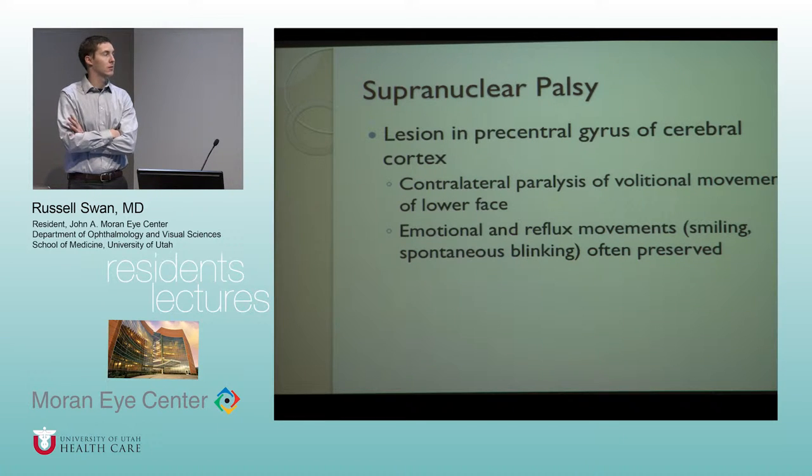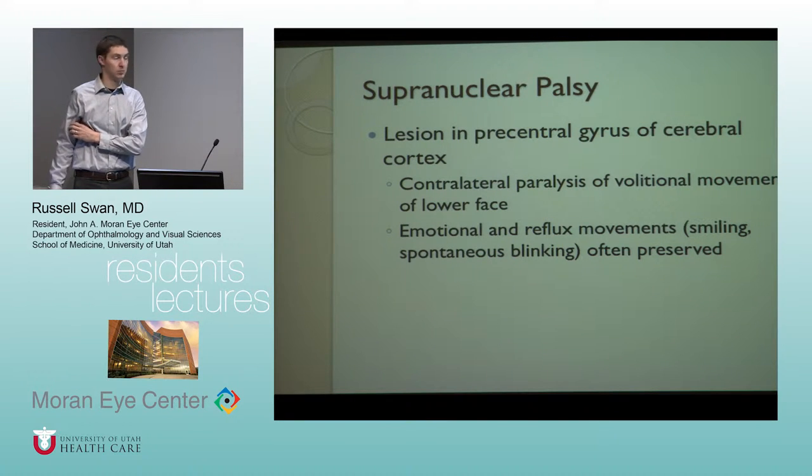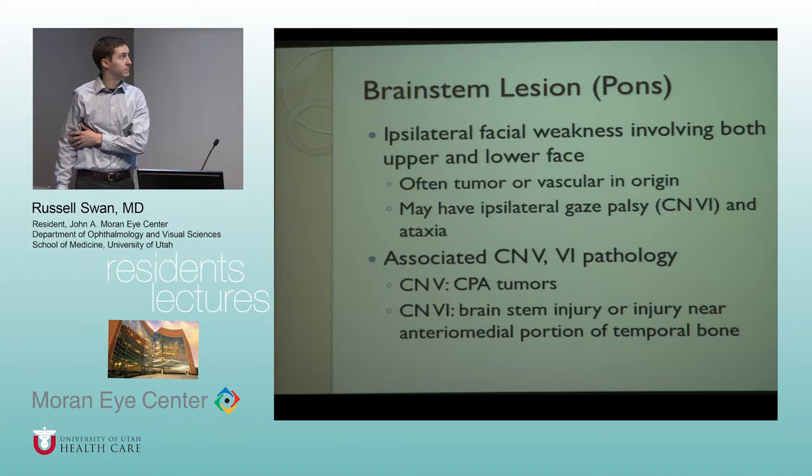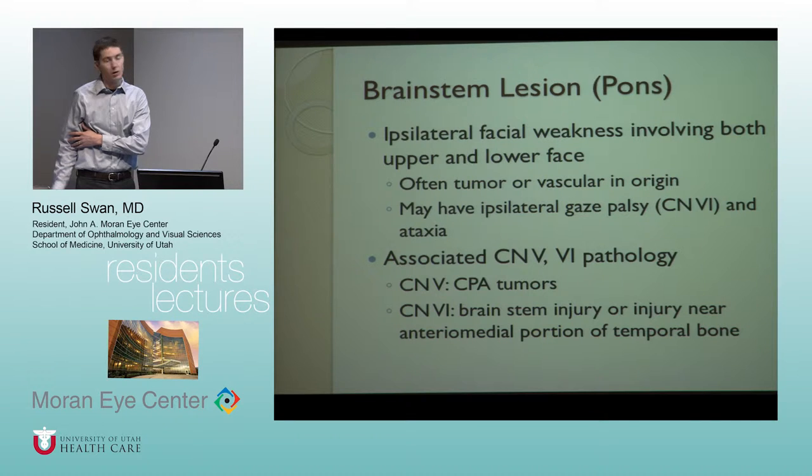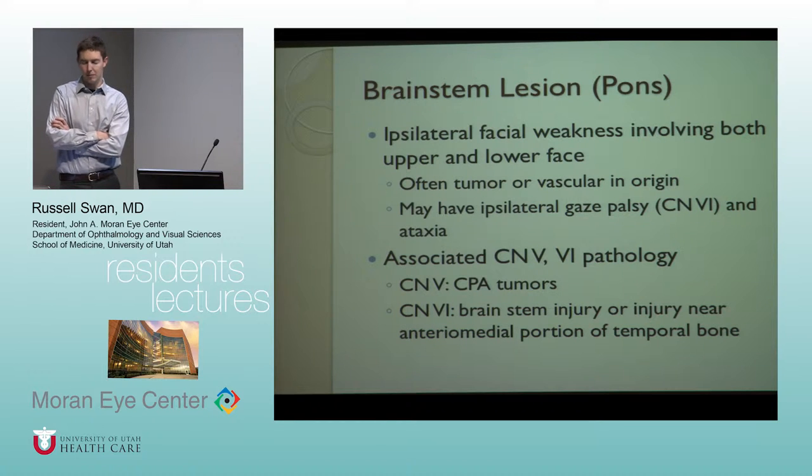Like you said, you get contralateral paralysis, with volitional movements affected only in the lower face, and as we were just mentioning, particularly spontaneous blinking, but other emotional reflexes are usually preserved. The one thing that I didn't put in here between supranuclear palsies and brainstem lesions that would probably be worth mentioning is, like Adam said, there is basal ganglia input to the seventh nerve, and so that's why, particularly with disorders that potentially affect the basal ganglia, such as Parkinson's or progressive supranuclear palsy, you'll oftentimes see a decreased blink rate as well, which is thought to be potentially related to input from that.